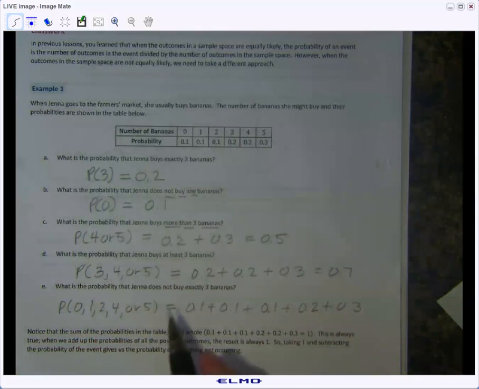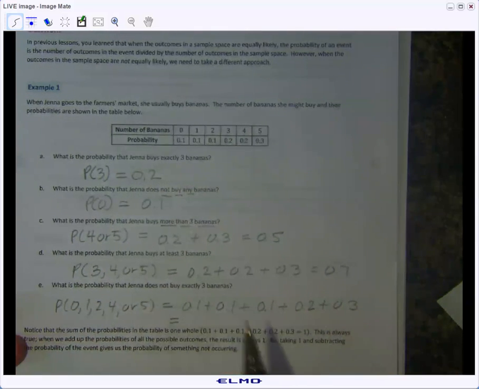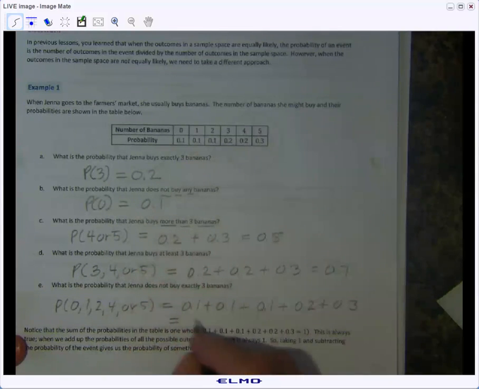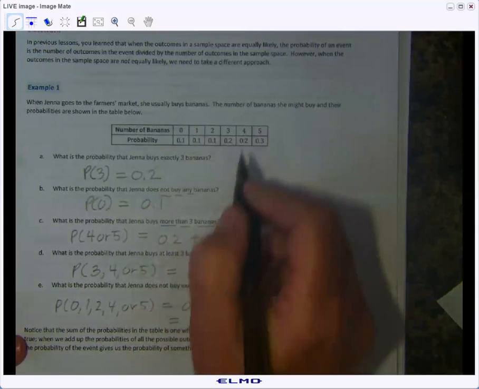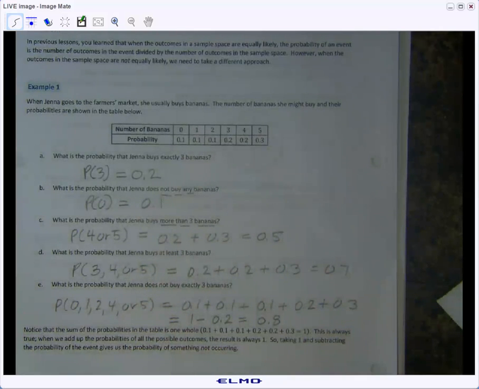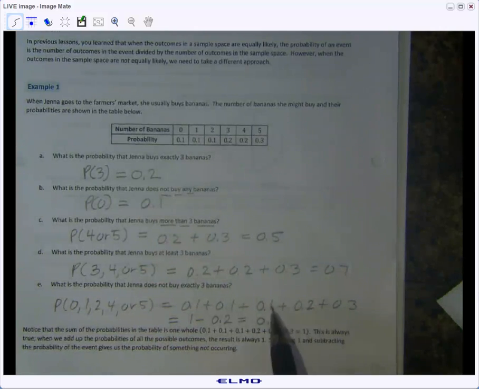The quicker way to do that, though, is to use what we know, that all these probabilities add up to 1. So it's everything minus the probability that she buys 3 bananas, and you can quickly determine there's an 8/10 chance that she does not buy exactly 3 bananas. But this will add up to 8: 3, 4, 5, 6, 7, 8.